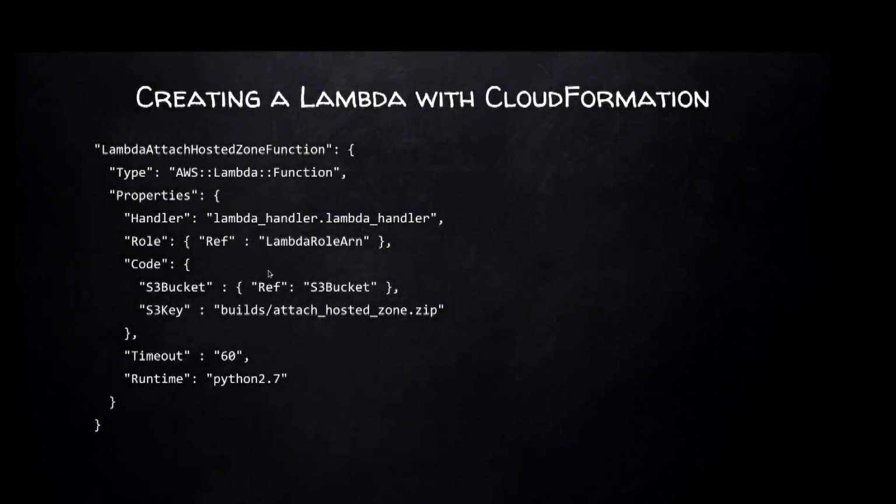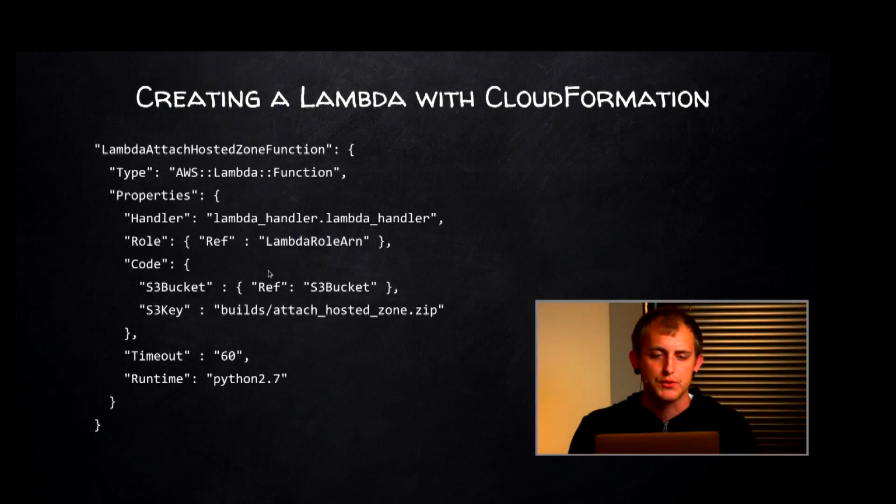Creating a Lambda with CloudFormation is pretty straightforward. A few things that you need to call out are the handler, the role that you're using, where to find the code. You can put it inline or you can point to S3. And then the timeout and runtime. There are quite a few other properties, but these are the ones necessary for this example.